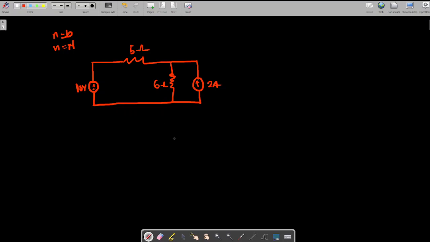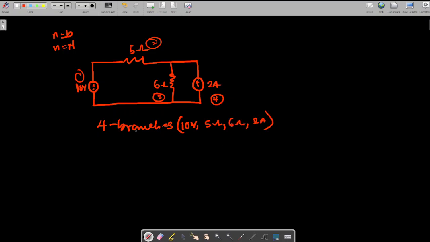So you can pause the video and let me know your answer. Then when you're done, you can keep watching the video. So let's count the numbers of branches we have here. 10 volts is a branch, 1. 5 ohms is a branch, 2. 6 ohms is a branch, 3. And 2 ampere is a branch, 4. So it means we have 4 branches. The 10 volts, the 5 ohms, the 6 ohms, and the 2 ampere current. These are the branches that we have.